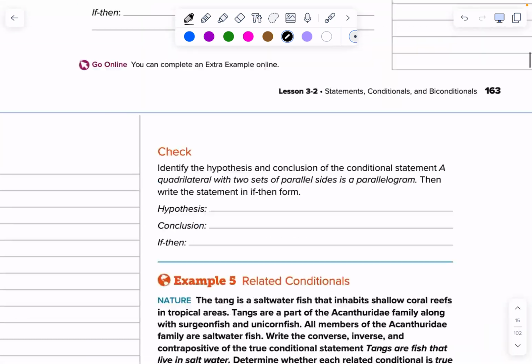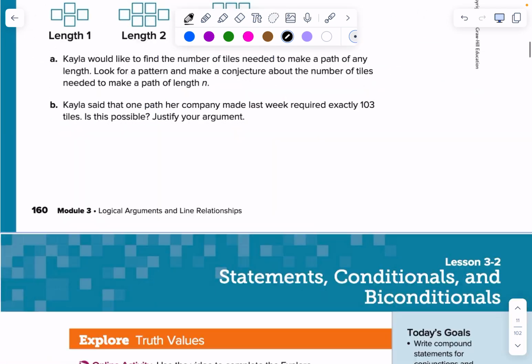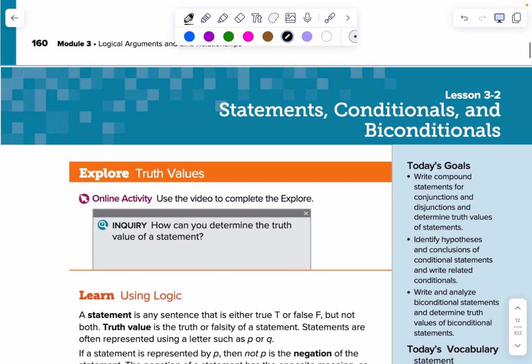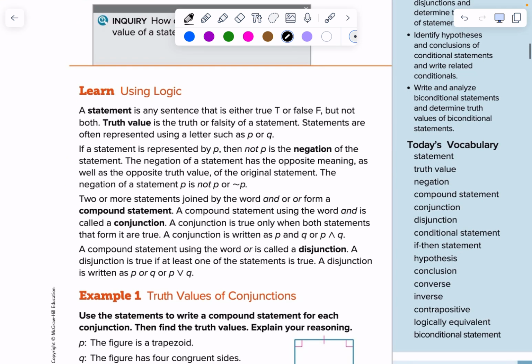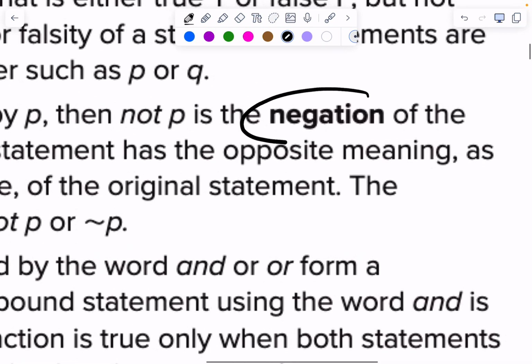Here we go. Starting at the top, we've got all sorts of things going on. What we're talking about is statements, and every statement has something called a truth value. A truth value. So every statement is either true or false. Got it? And we use logic to determine whether a statement is true or false. Now, we have something called a negation.